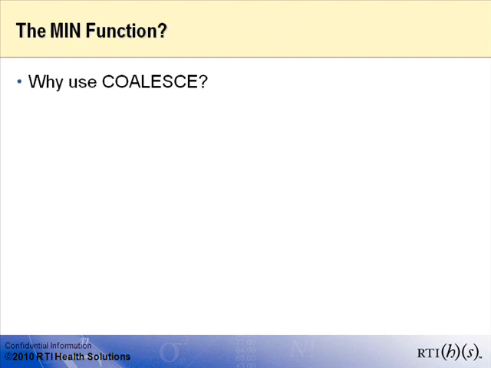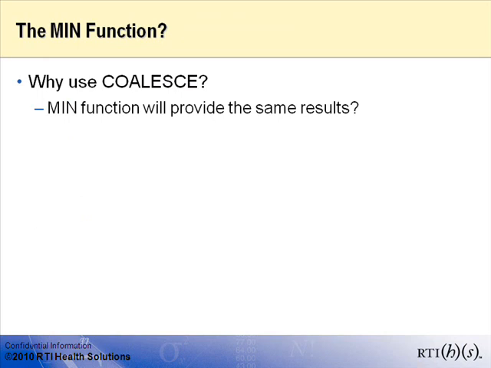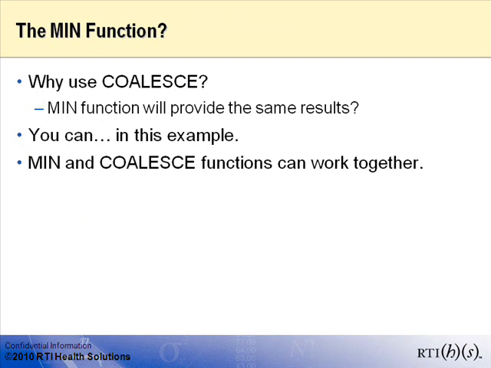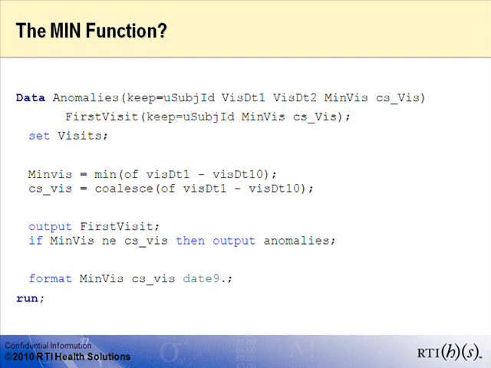One question you may be asking is why not simply use the MIN function to achieve the same result? Well, for this basic example you could. However, it's best to use the two functions alongside each other as they can complement each other quite well. If we consider the code in this slide, we'll create two datasets. The dataset named firstVisit will contain the variables minvis and cs_viz. These variables represent the first visit as calculated by the MIN and the COALESCE functions respectively.